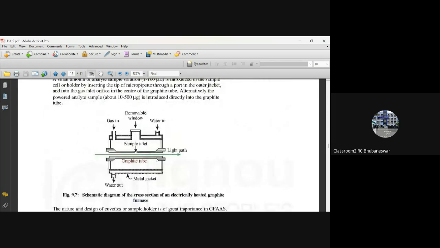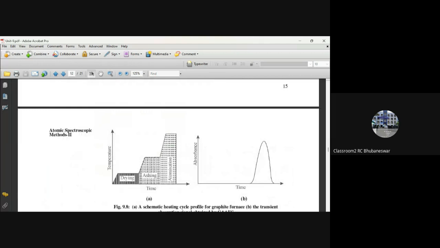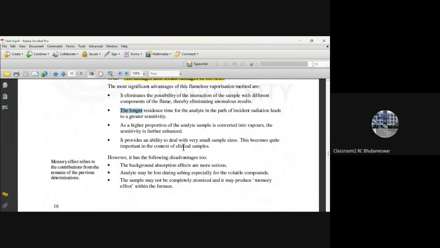But here, if you remember, see, the sample inlet is there. As soon as it reaches through the inlet, light is passing through the light path continuously, and the graphite tube is ready. As soon as the sample passes through the inlet, within a short time scale it gets atomized and comes in contact with the incident light, which is the advantage here, leading to greater sensitivity. For a long time it is in contact with the incident radiation. As soon as it falls in the sample inlet, it goes to the graphite furnace tube, resulting in greater sensitivity.